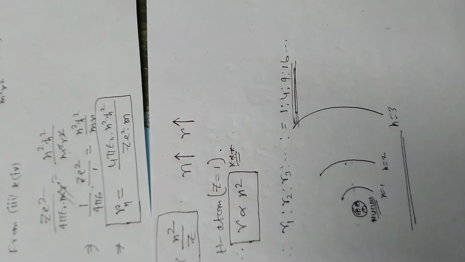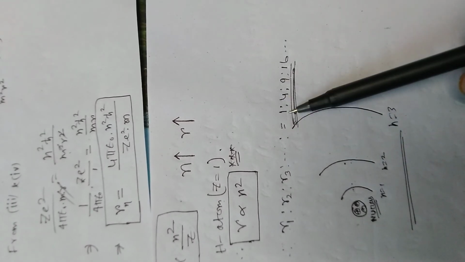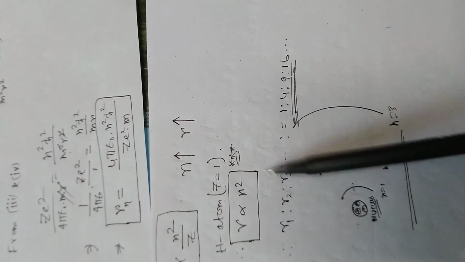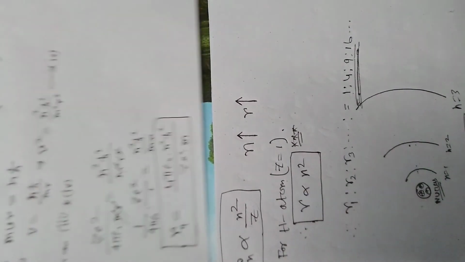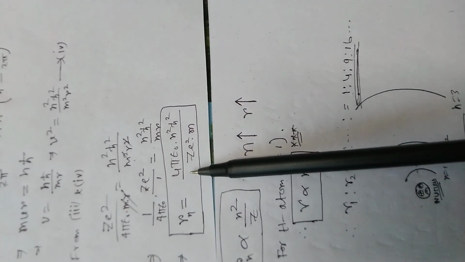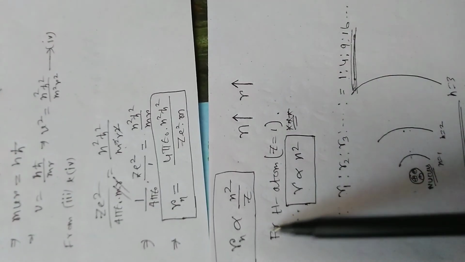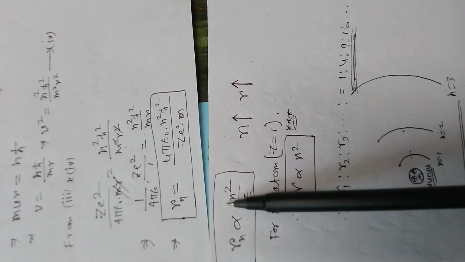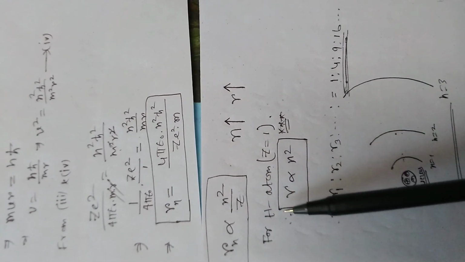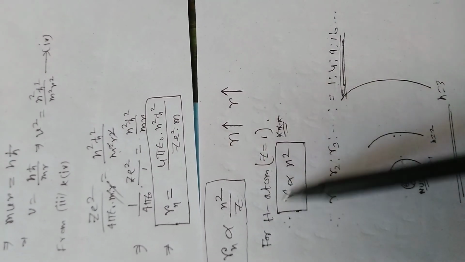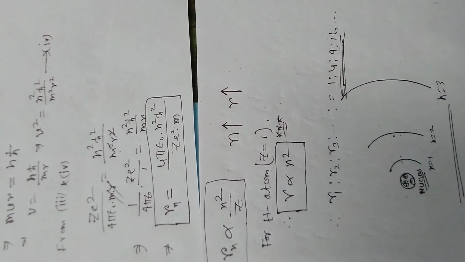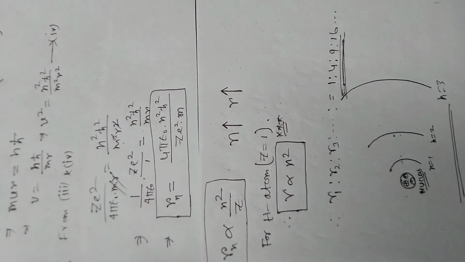I hope all of you understood the relation between the radii of the different Bohr orbits, and how to find the nth Bohr orbit radius. This relation is very important, and you have to remember how the nth orbit radius varies with the principal quantum number. Basically questions are framed from this portion. So that's it for today. In the next class I will discuss the total energy of the nth orbital electron.